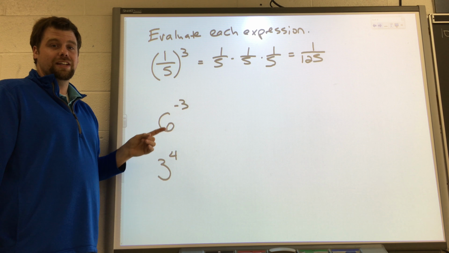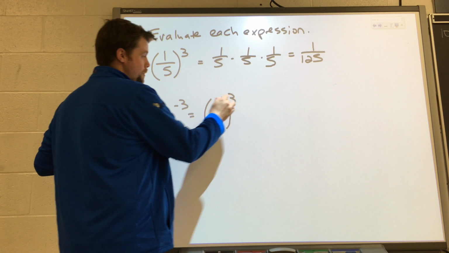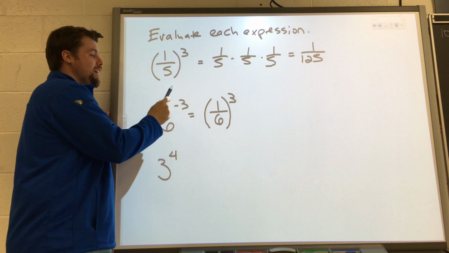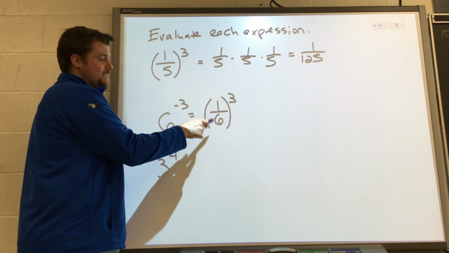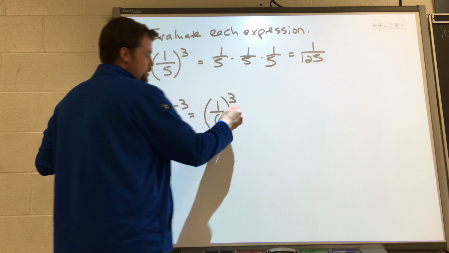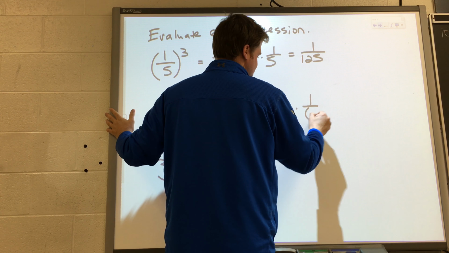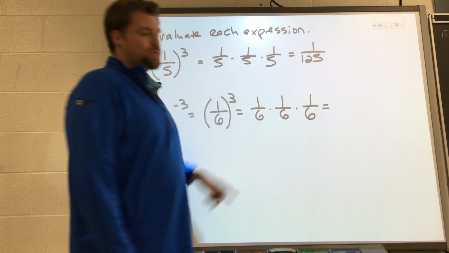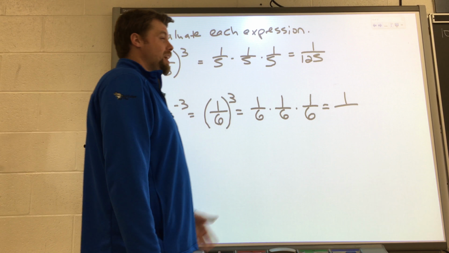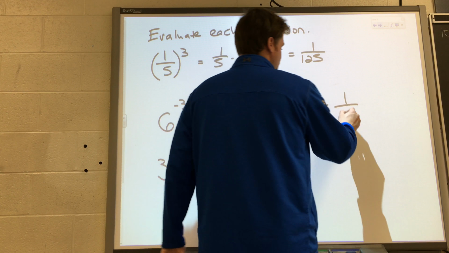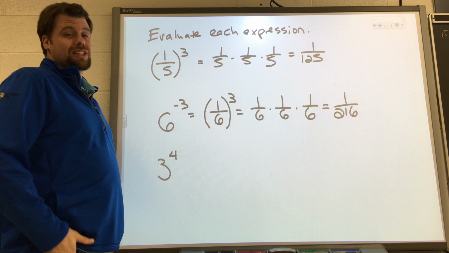Okay, 6 to the negative 3 power. That is the same thing as 1/6 to the 3rd power. When you have something raised to a negative exponent, you take its multiplicative inverse. In this case, 6 is 1/6, and you raise it to the 3rd power. Then you multiply that out. 1/6 times 1/6 times 1/6. Okay, 1 times 1 times 1 is 1. 6 times 6 is 36, times another 6 is 216. So 1/216.